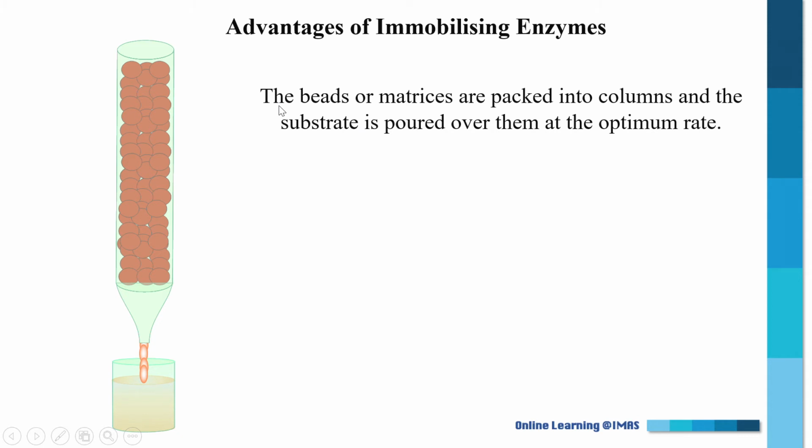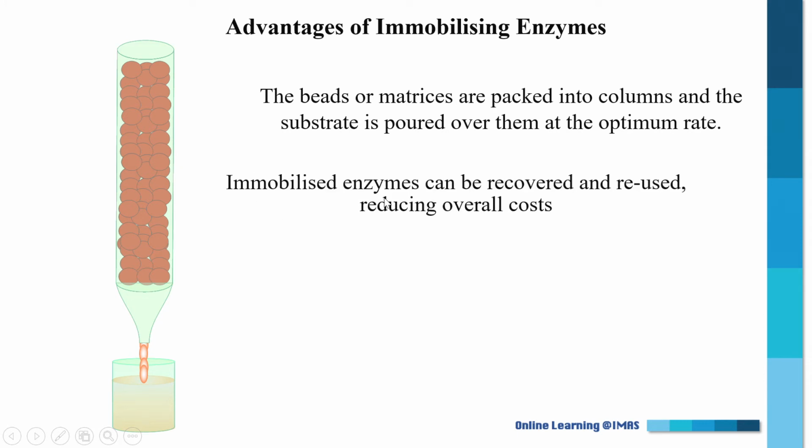So you have the matrix, your column. The beads or matrices are packed into columns and the substrate is poured over them at an optimum rate. So you are going to add your milk or other chemicals or other products. Then immobilized enzymes can be recovered and reused, reducing overall cost. So this is what is good in this technique.